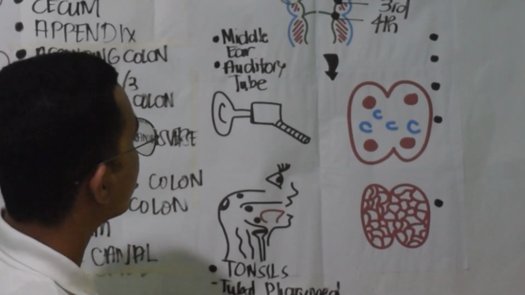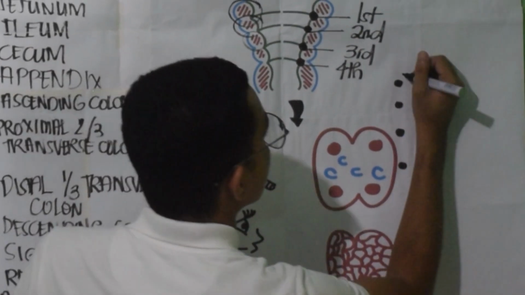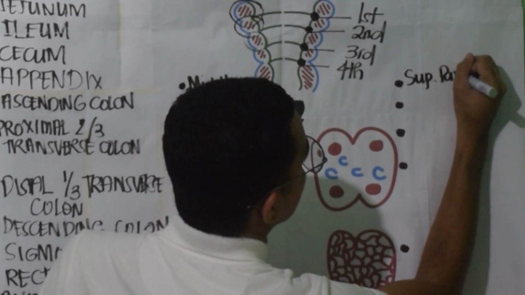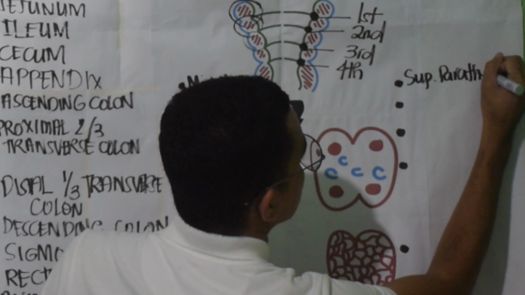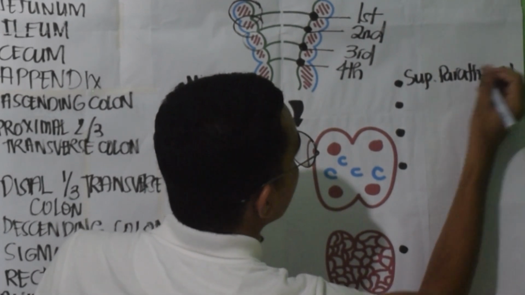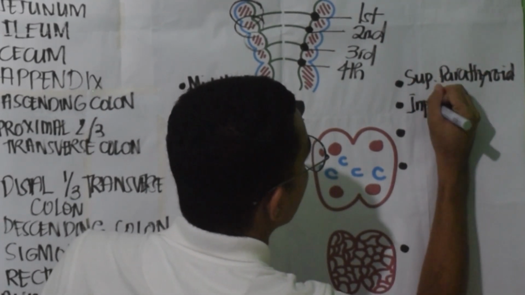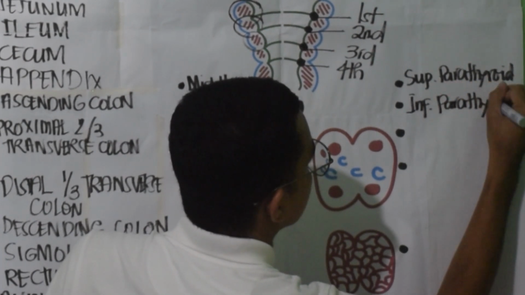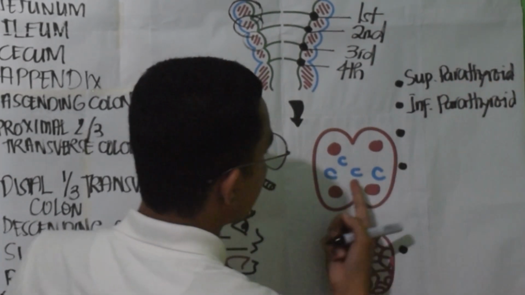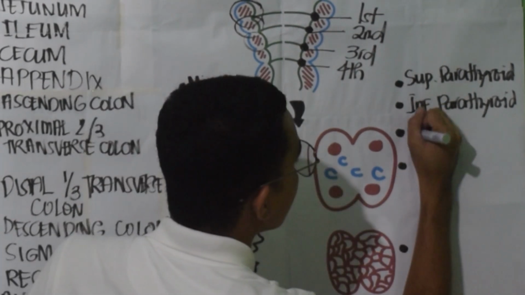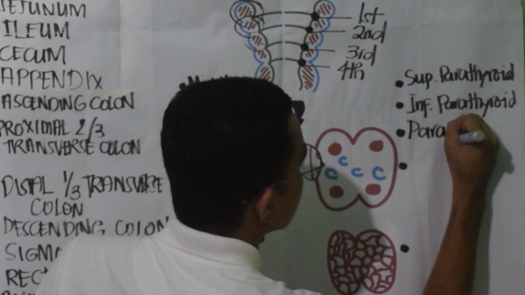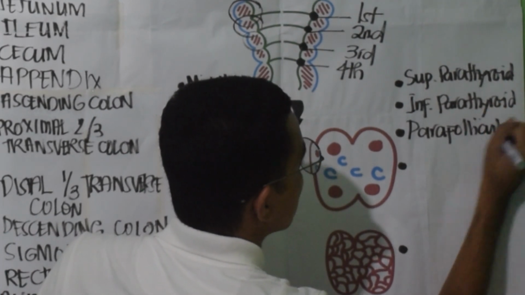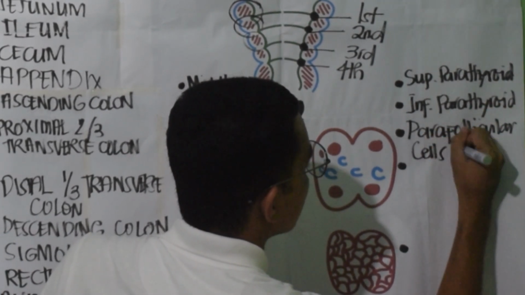The third pouch will give rise to the superior parathyroid, inferior parathyroid, and your parafollicular cells, or your C cells.